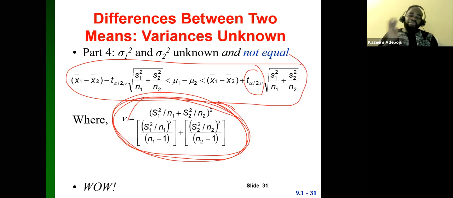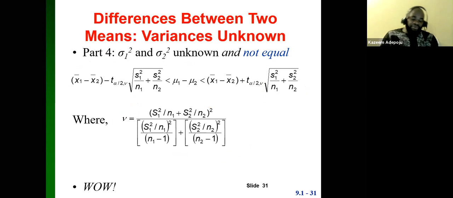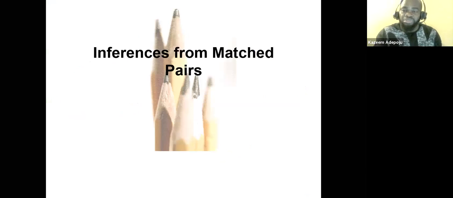Okay, so I've defined four scenarios today, for when you want to construct a confidence interval for the difference of means taken from two groups. Make sure you understand each scenario. Look out for that in a question, and that will determine the formula you're going to use. Now, the last objective for today is the inferences from matched pairs.